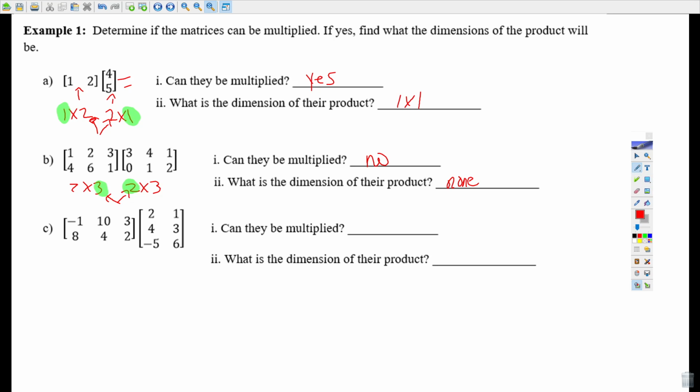you also notice that these are the exact same dimensions, a 2 by 3 and a 2 by 3. Even though they have the same dimensions, you can't put them together. It all depends on what those two middle numbers are.